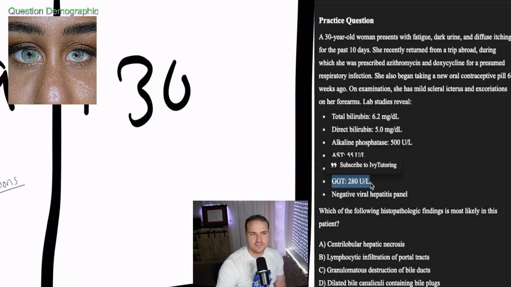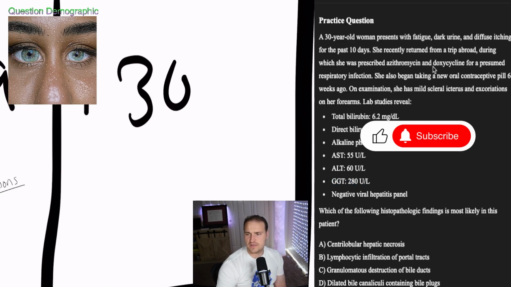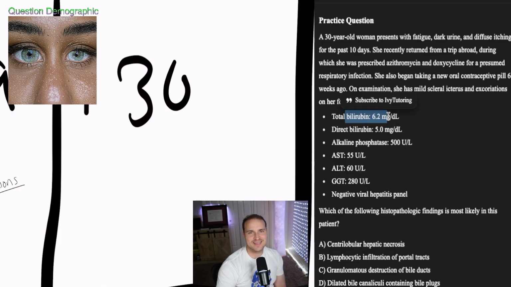Wow, look at that GGT. Normal is 0 to 30. That's 280. So this is going to be some sort of drug-induced liver injury. The total bilirubin should be way lower than that, usually 0.1 to 1.2. Direct is also super high, should be 0.0 to 0.3. Alkaline phosphatase is also super high, should be 40 to 120. AST is about 80, with normal up to 40, that's high. ALT is 56, normal about 7 to 50, that's a little bit high. The GGT is off the charts, my guy.